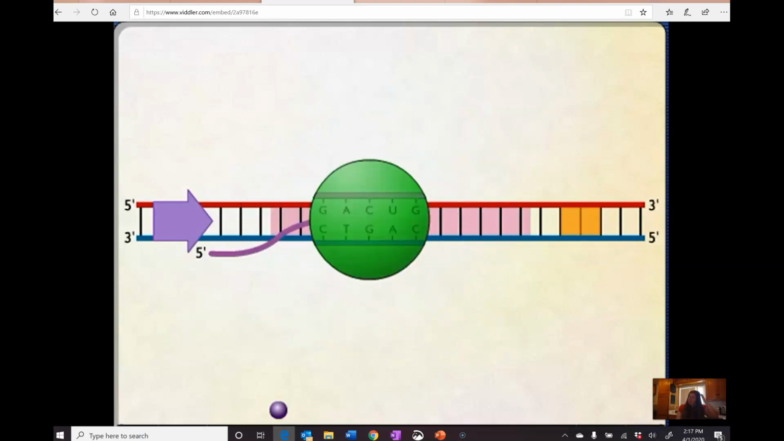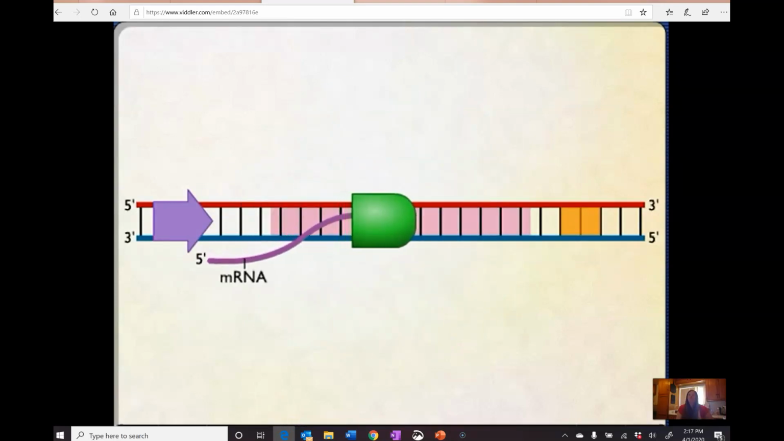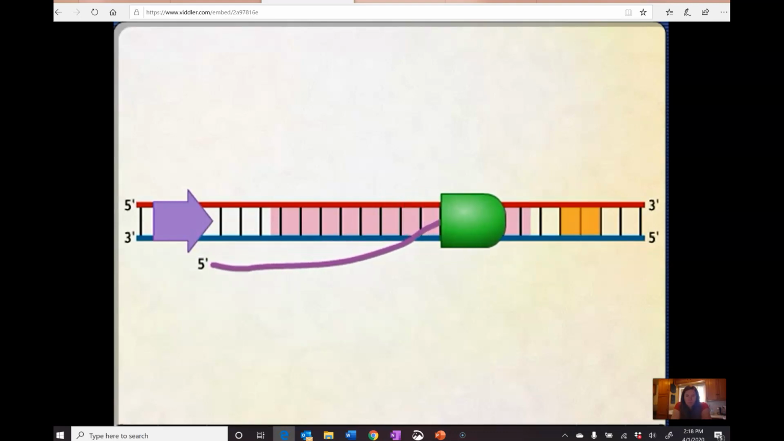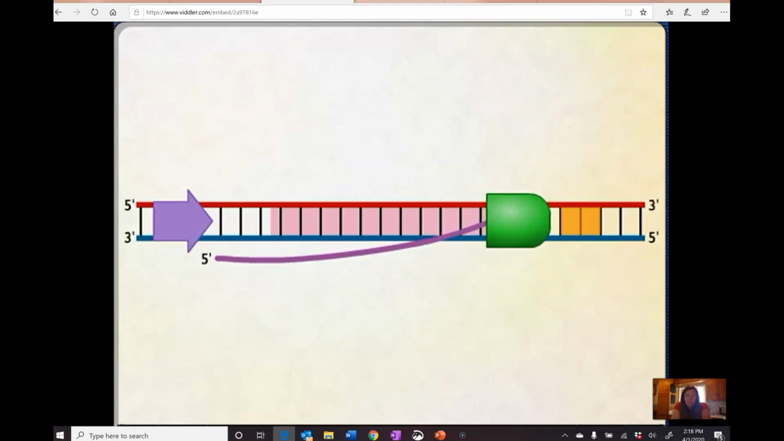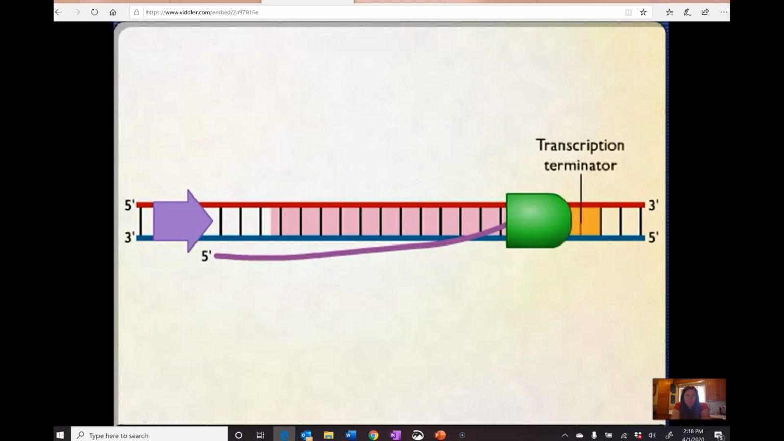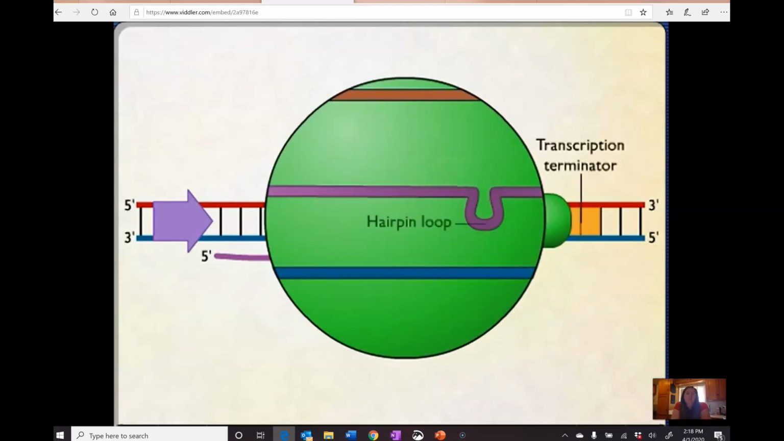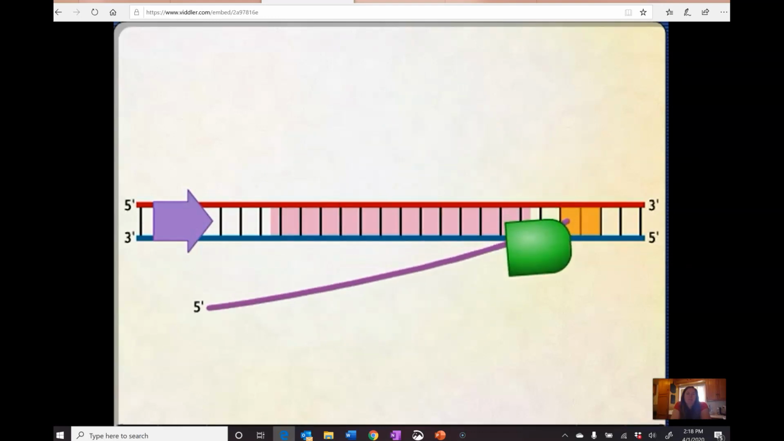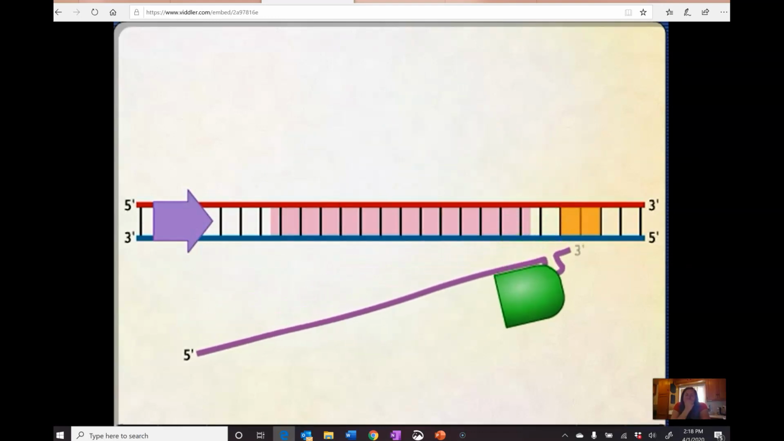Synthesis is in the 5' to 3' direction, with new nucleotides being added to the 3' end of the growing messenger RNA molecule. As the RNA polymerase advances along the DNA, it melts a new stretch of DNA and allows the previous stretch to close. When RNA polymerase reaches a specific sequence of nucleotides on the DNA, called the transcription terminator, a hairpin loop structure forms in the messenger RNA, causing the RNA polymerase and the messenger RNA to dissociate from the DNA.